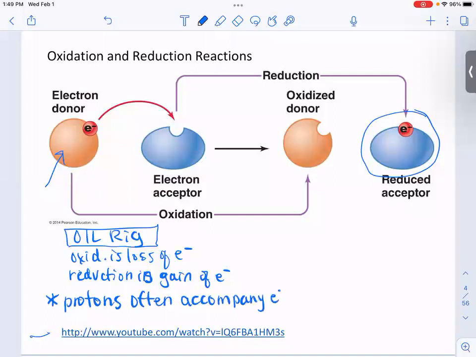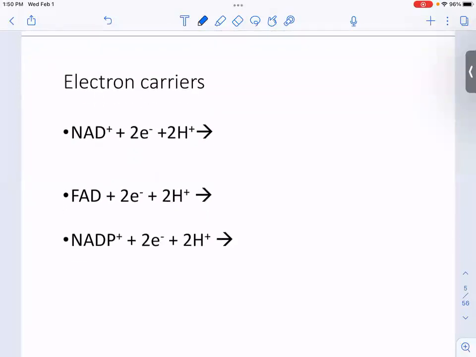But one of the confusing things, and that we often forget, is that protons often accompany electrons. And we don't often write the electrons into an equation. So for instance, a hydrogen atom, remember, is equal to a proton and an electron. So when you see those protons in a chemical reaction, just remember there's an electron with them as well. When some molecule is gaining a proton, it's also gaining an electron, even though you don't really see that in the reaction. Let me illustrate that as we talk about our electron carriers and show you some reactions here.